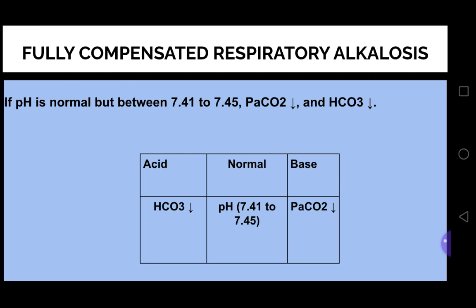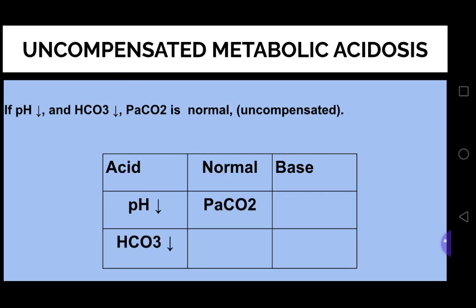Now we discuss metabolic acidosis. When pH is below normal and bicarbonate level is below normal, then this is called metabolic acidosis. And PaCO2 is always normal if it is uncompensated. Respiratory component is within normal range, so it has not moved up or down to compensate for metabolic acidosis.